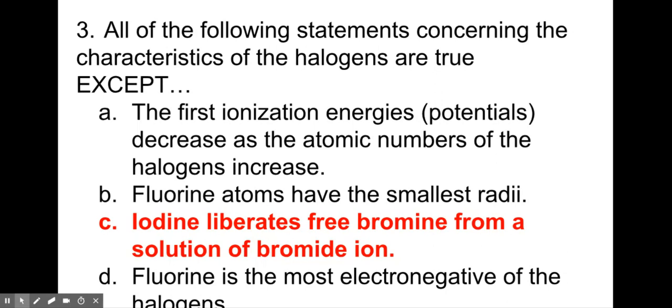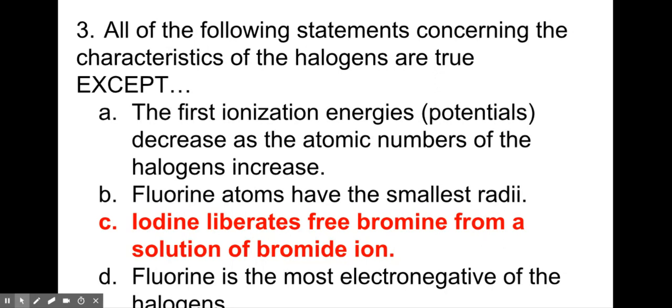Why? Well, A, B, and D are all true statements. The first ionization energies decrease as atomic numbers of the halogens increase. They're saying down the group, first ionization energies actually do decrease. You can just memorize the trend, or if it makes sense, we're adding energy levels, and therefore the electrons are getting farther from the nucleus. Increasing distance makes electrons easier to remove. That will decrease your ionization energies.